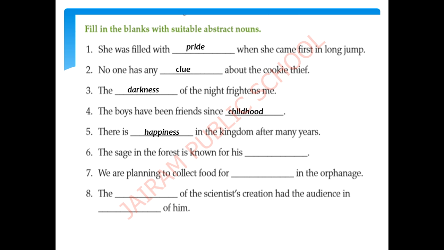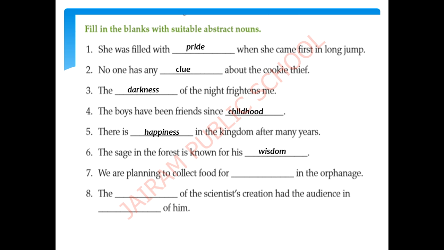The next sentence is, the sage in the forest is known for his wisdom. Because he is a sage, he is not a normal person, so we cannot fill it with knowledge. If you want to fill it with that word, you can. Maybe the sage is a fortune teller. Due to it, we can write this word, wisdom. A person who is able to guess the future can be filled with wisdom, great knowledge. The sage in the forest is known for his wisdom.